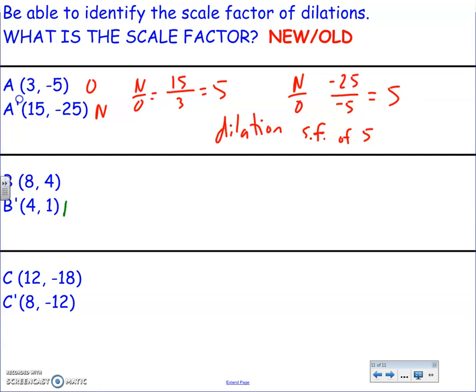Again, this is the new point because it has B prime. Here's the old point. New x over old x. That reduces to 1/2. That's fine. It's getting smaller. Then for the y, the new y over the old y, that isn't reduced. They do not match, so this is not a dilation.